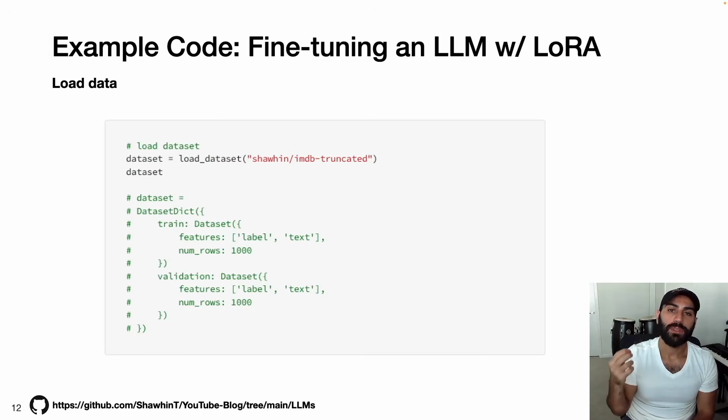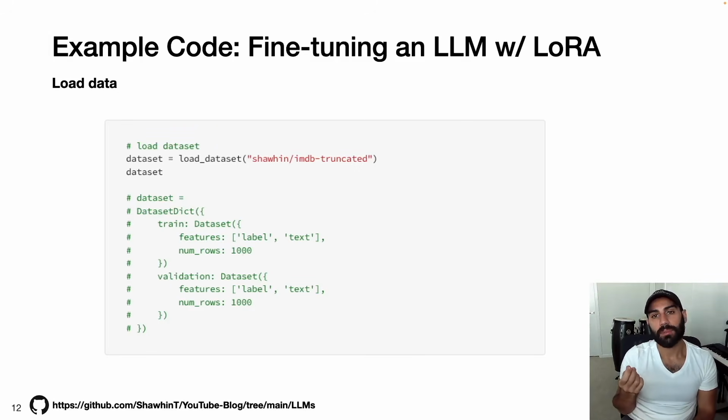The next step is to load the dataset. Here I've actually just made the dataset available on the Hugging Face dataset repository, so you should be able to load it pretty easily. It's called IMDb Truncated. It's a dataset of IMDb movie reviews with an associated positive or negative label. And if we print the dataset, it looks something like this. There are two parts to it. There's this train part and then there's this validation part. And then you can see that both the training and validation datasets have 1,000 rows in them.